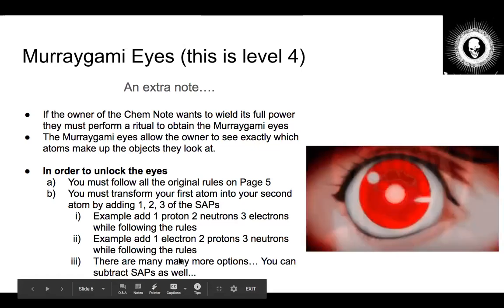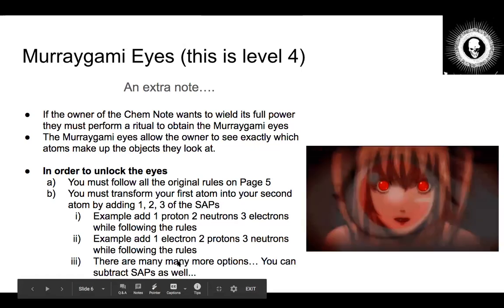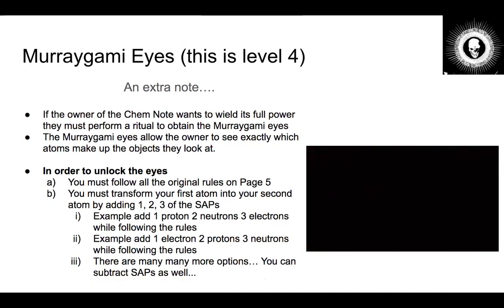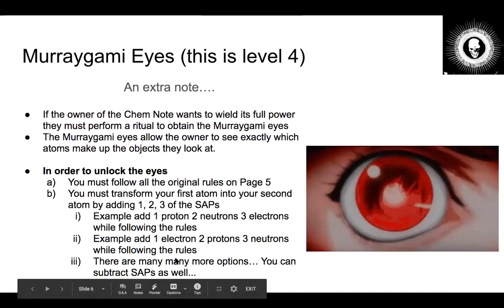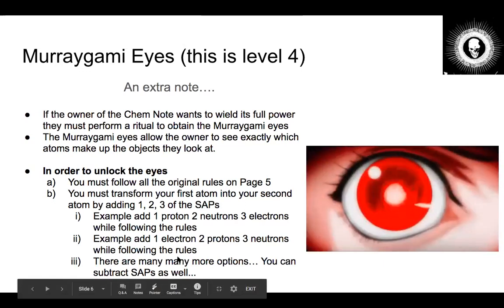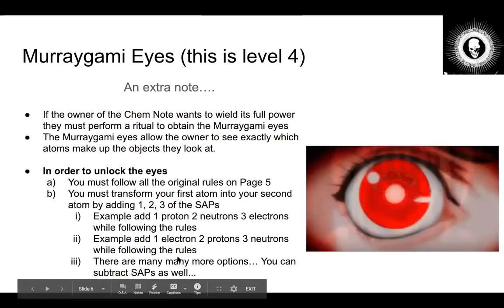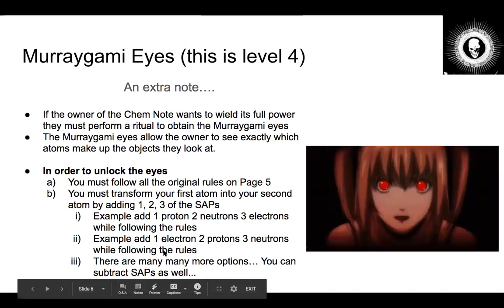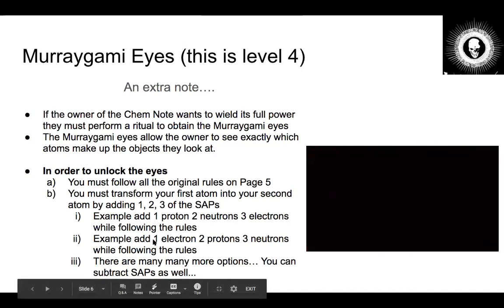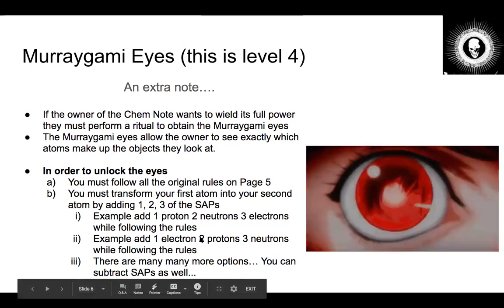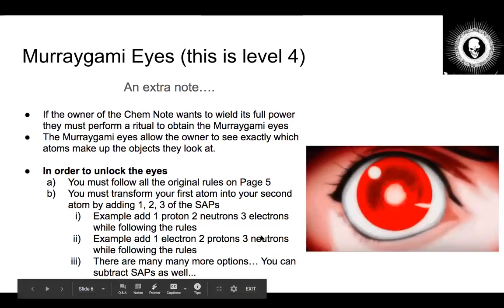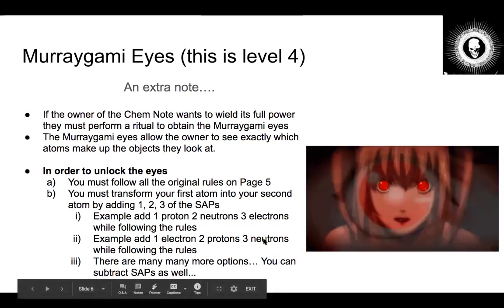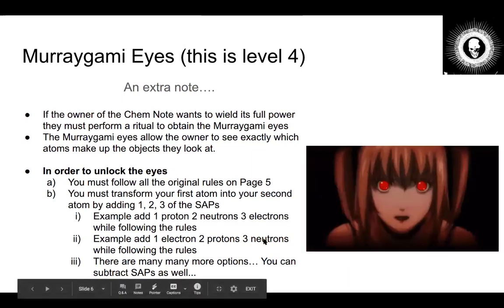Note, there are so many combinations you could do to this, and there's tons of answers that can work. I didn't even calculate how many total answers can possibly work, but it does require some work. It does require you to be creative. You can also subtract the SAPs as well. So you could say, I'm going to add 1 electron, subtract 2 protons, and add 3 neutrons. As long as you're following the 1, 2, 3 rule, I'm okay with it. And if you want me to check it, shoot me a message.